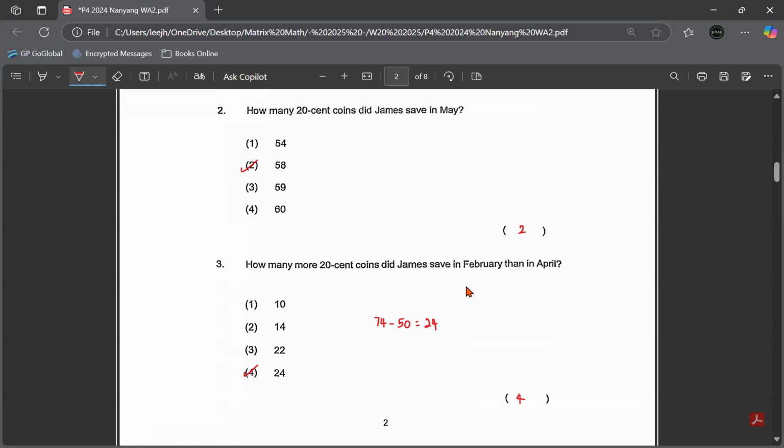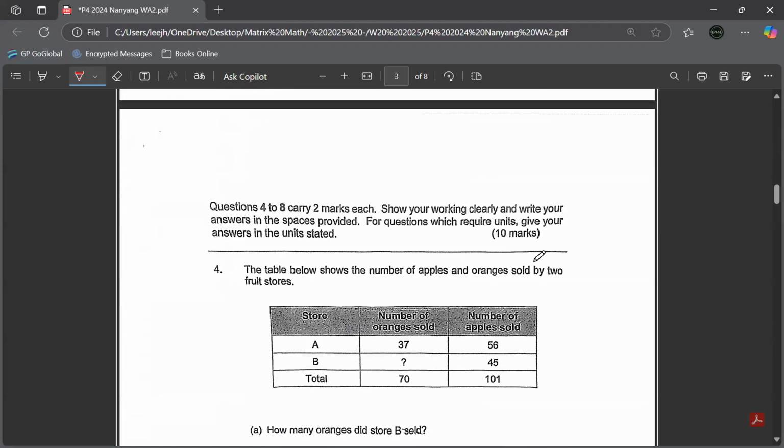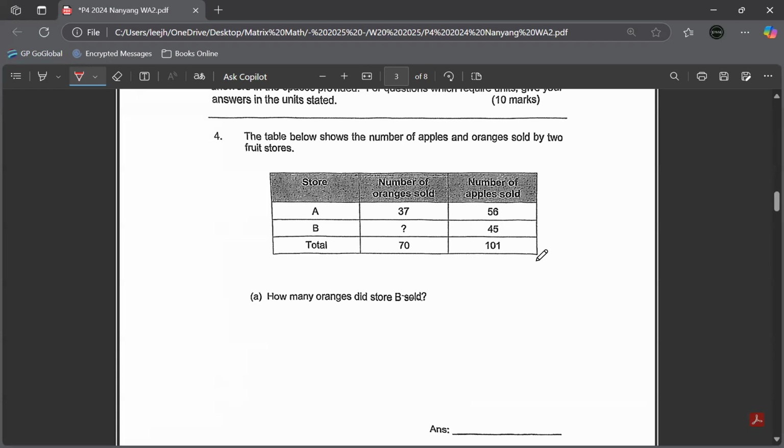Okay, question number 4. I think it's not section B, it's just question 4. If you look at the table here, we have the number of apples and oranges sold by the two fruit stalls. There's stall A and B, and there's a total. The number of oranges is in this column, and the number of apples sold will be in this column. Question 4A asks me, how many oranges did stall B sell? This is what I need to find.